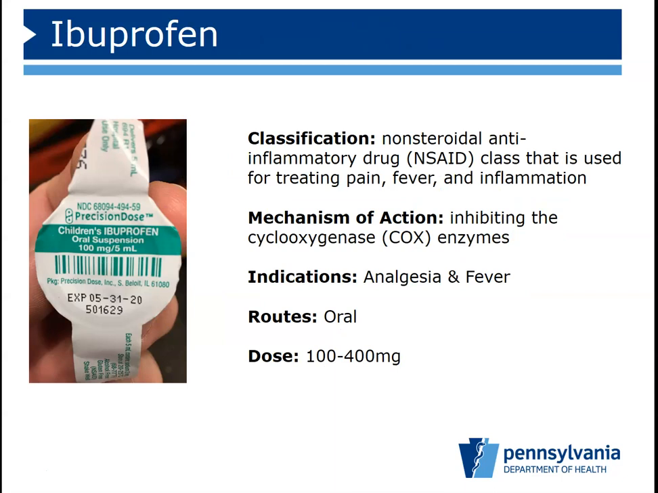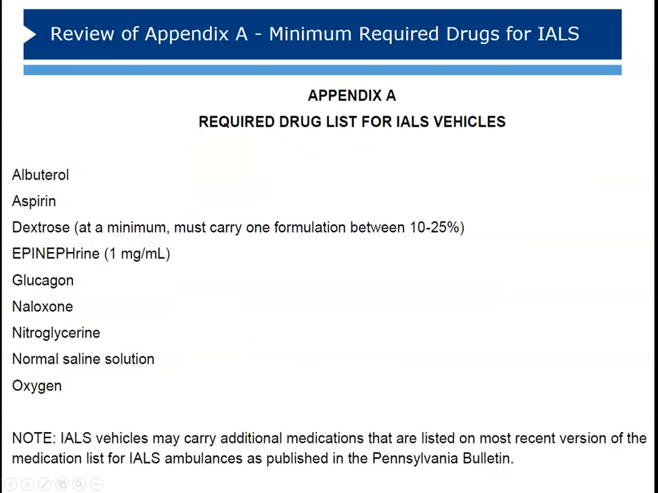Our next drug here is ibuprofen, children's ibuprofen to be exact. It's an oral suspension of 100 milligrams in 5 mLs. It's classified as an NSAID. We saw that with the Toradol, and this is used for treating pain, fever, and inflammation. Its indications again are analgesia and fever. The route here is oral, and our dosing, based on our dosing charts, is going to be between 100 to 400 milligrams per dose.